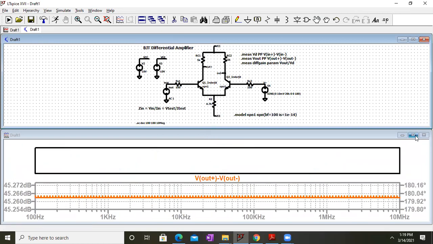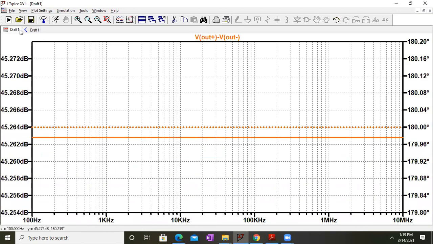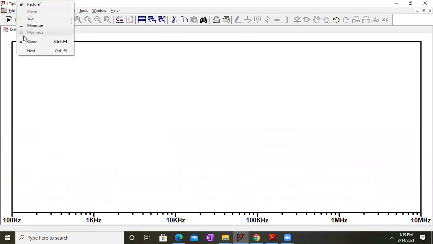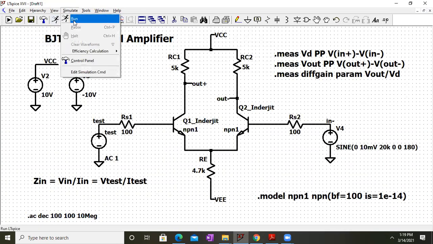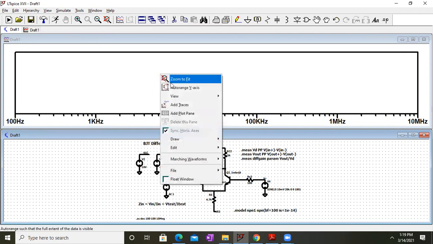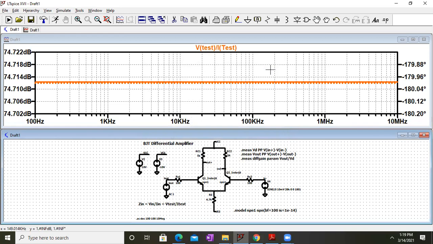Fine. So here, if you do that, you will automatically get an output, but this is not correct. We have to delete this. Okay, let me close this. So go to simulate again, click on run. Your x-axis will be the frequency, in logarithmic scale. What you need to do is right click, add trace, and plot v test upon I test. So v test divided by I test. Where is I test? I test is over here. So v test divided by I test will give you the actual result.